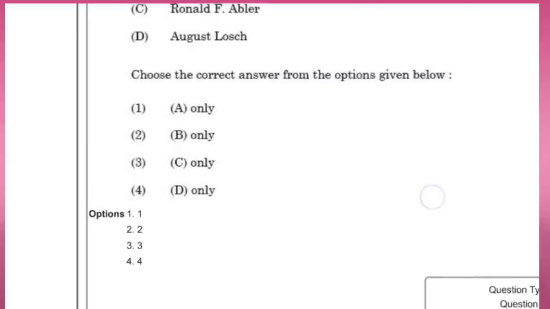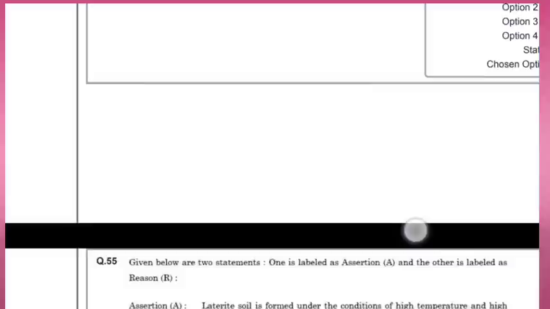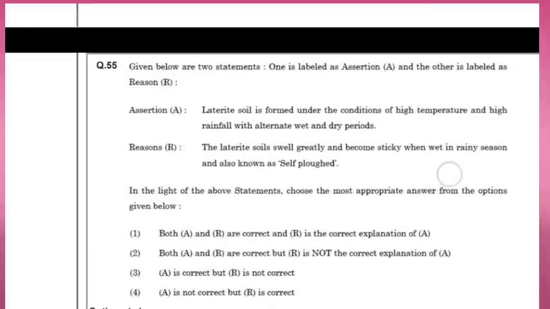Next question, assertion and reason. The laterite soil is formed under the condition of high temperature and high rainfall with alternate wet and dry period. And the reason: the laterite soil swells generally and becomes streaky with the rainy season and is also known as self-flocked. So the option is 3 is the right answer. A is correct but R is not correct. 3 is the right answer.